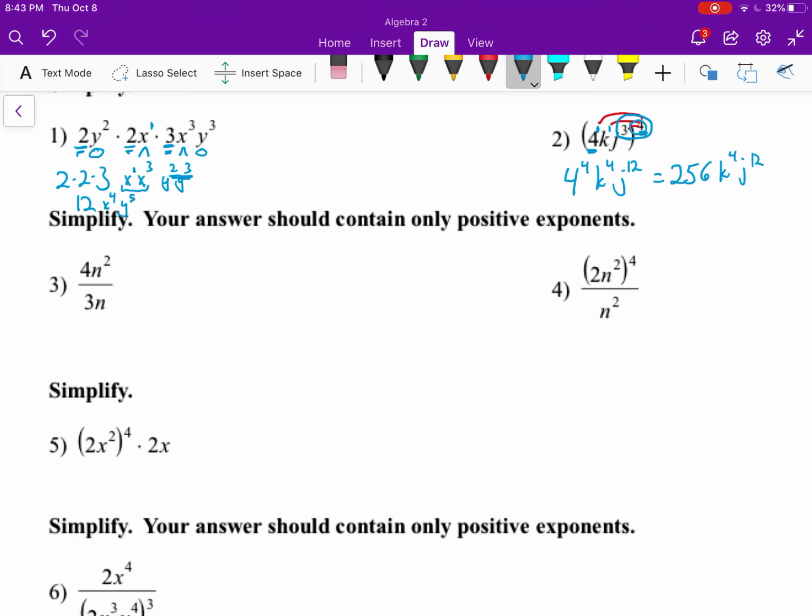Moving on to the next couple. Here we just have 4 over 3. They don't reduce at all, so we can just leave the 4 in the numerator and the 3 in the denominator. And then n squared over n, well, this is division, so we subtract. So this is going to be n to the 2 minus 1. And so we're left with 4n to the first, or just 4n over 3.